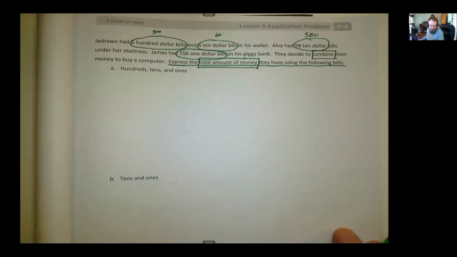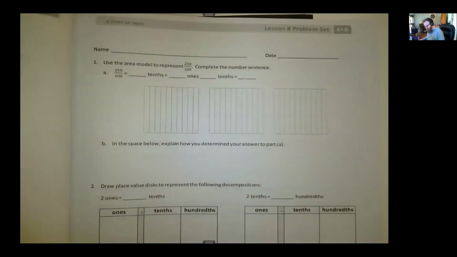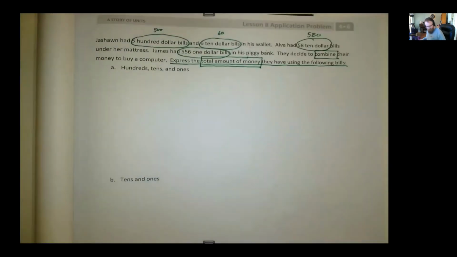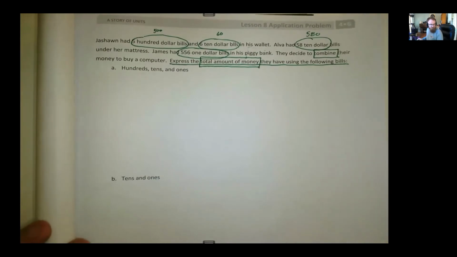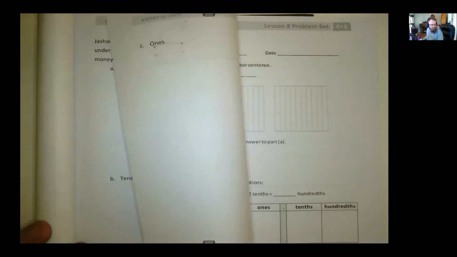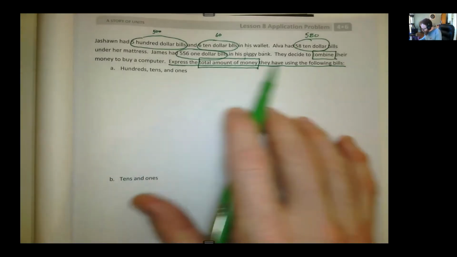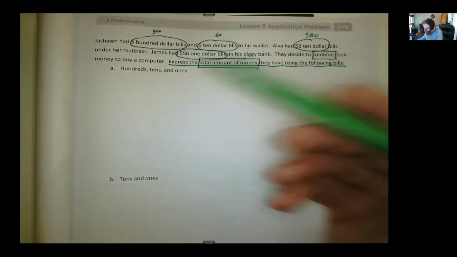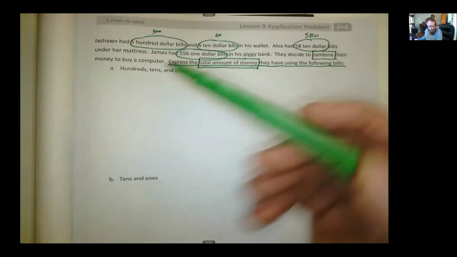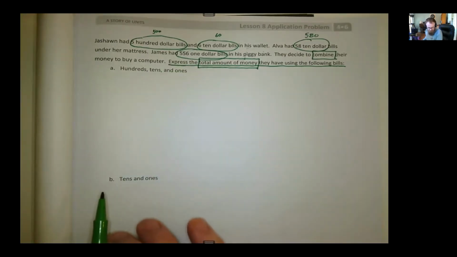Make sure your paper's looking like mine. And we're going to find it 3 different ways. This is the first application problem I've ever seen that's 2 pages, I think. But we're going to find this total value and express it with hundreds, tens, and ones, with tens and ones, and with just ones. That would be depending on which bills you use. Let's start by adding all our values together.